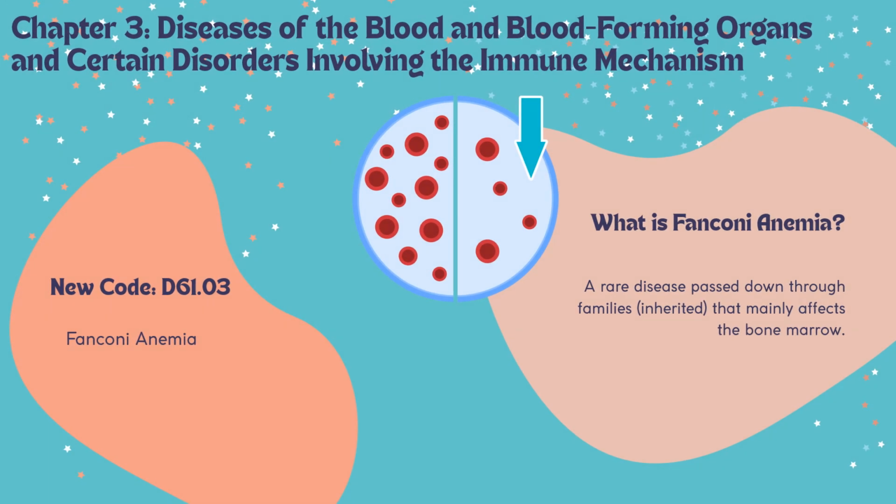Chapter 3. Just one new code is added here, D61.03 Fanconi anemia. What is Fanconi anemia? It's a rare disease passed down through families, inherited, that mainly affects the bone marrow. It results in decreased production of all types of blood cells. This is the most common inherited form of aplastic anemia. Keep in mind, Fanconi anemia is different from Fanconi syndrome, a rare kidney disorder.